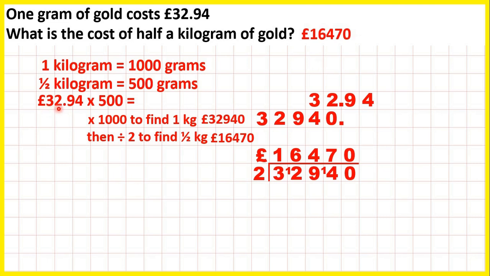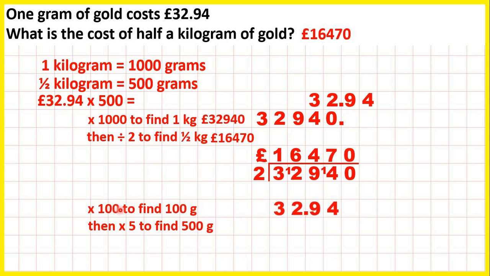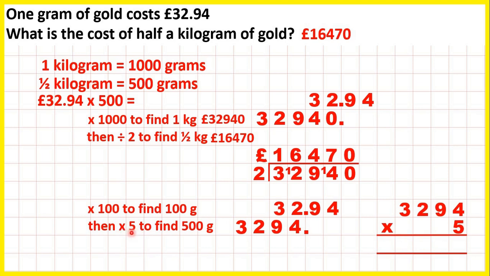The other way to work out £32.94 times 500 would be to first multiply by 100 to find 100 grams, and then we could take that answer and multiply it by 5 to find 500 grams or half a kilogram. Because if we multiply by 100 and then by 5, that's the same as multiplying by 500, because 100 times 5 is 500. So to multiply by 100, we can copy down the decimal point, and then because there's 2 zeros in 100, we can move the digits 2 squares to the left. So that gives us 3,294, and then we can multiply that by 5, and we get £16,470, so the same answer.